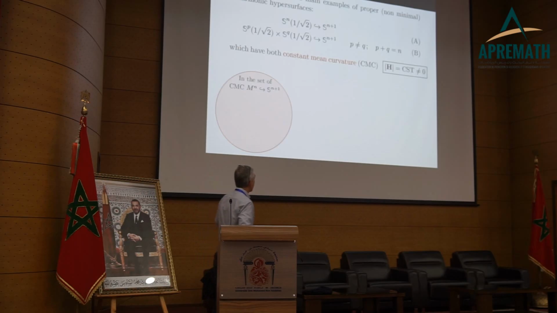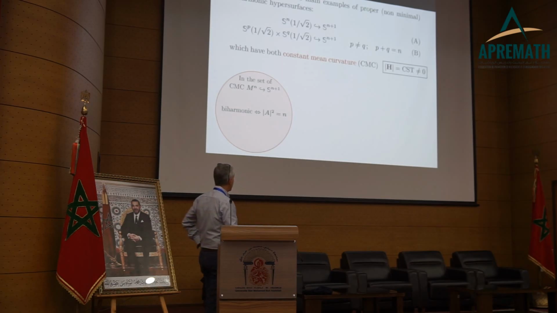Suppose this is the set of constant mean curvature hypersurfaces in the sphere. And there are two examples. Then you can prove that the biharmonic condition in this set reduces to asking that the norm squared of the shape operator is equal to n. If you want to think of what this norm of the shape operator is, you have your hypersurface, you can consider the principal curvatures, k1, k2, up to kn, and this is just the sum of the squares of the principal curvatures. And this must be equal to n, the dimension of the domain.